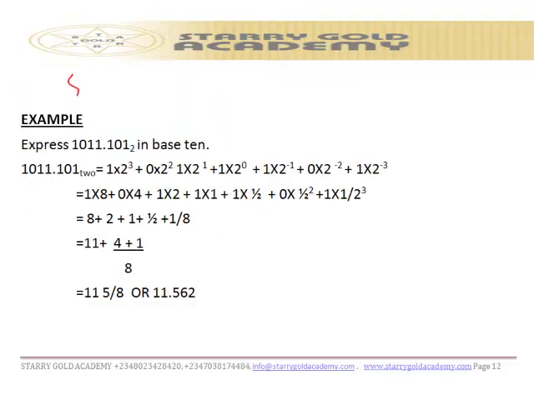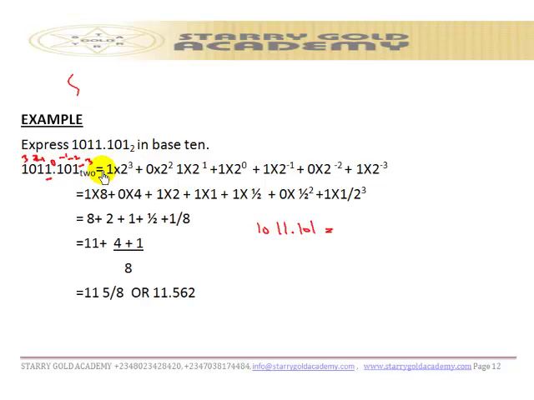Now let's check out this number. 1011.101. First, let's find our units. These are units. The number before the decimal point is your unit. The unit carries the power of 0, tens carries the power of 1, 100 carries the power of 2, 1000 carries the power of 3. After the decimal point, you have tenth carries the power of -1, hundredth carries the power of -2, thousandth carries the power of -3.